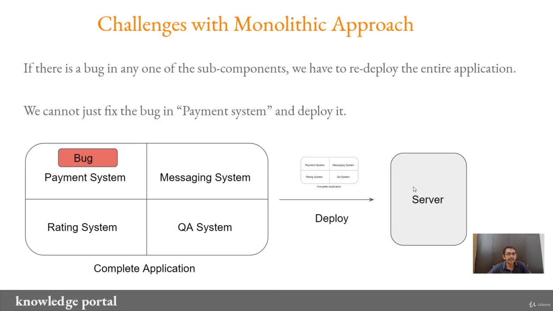Now, there are various challenges that one can face with the monolithic based approach. One among them is related to bugs. So if there is a bug in any of the subcomponents within the entire application, then if you want to fix it, you'll have to redeploy the entire application here. So for example, in this application, there is a bug in the payment system and this entire application is already deployed in the server. So now if you want to fix it, you will have to fix the bug in the payment system and again deploy the entire application to the server yet again.